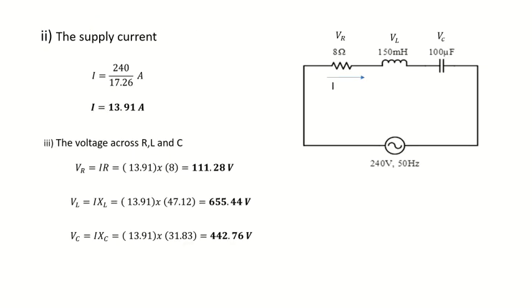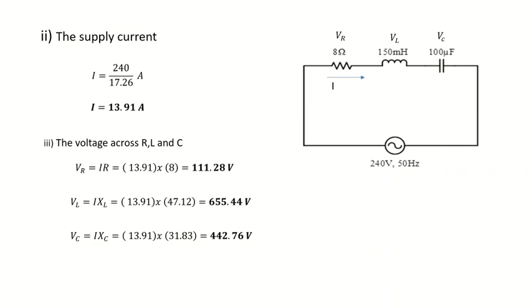The next one is to find the supply current. Since the components are in series, directly you can find I as V divided by the magnitude of Z. So your I magnitude is 13.91 ampere.